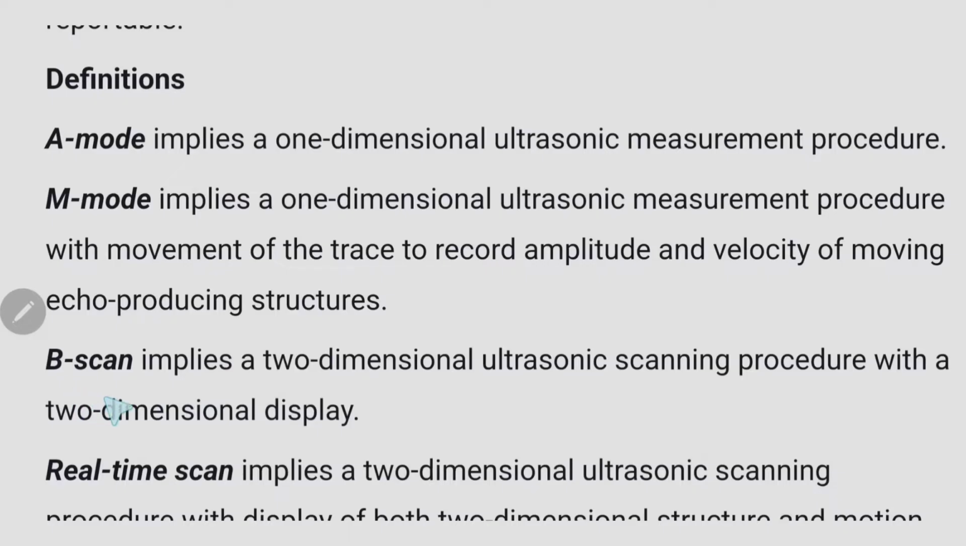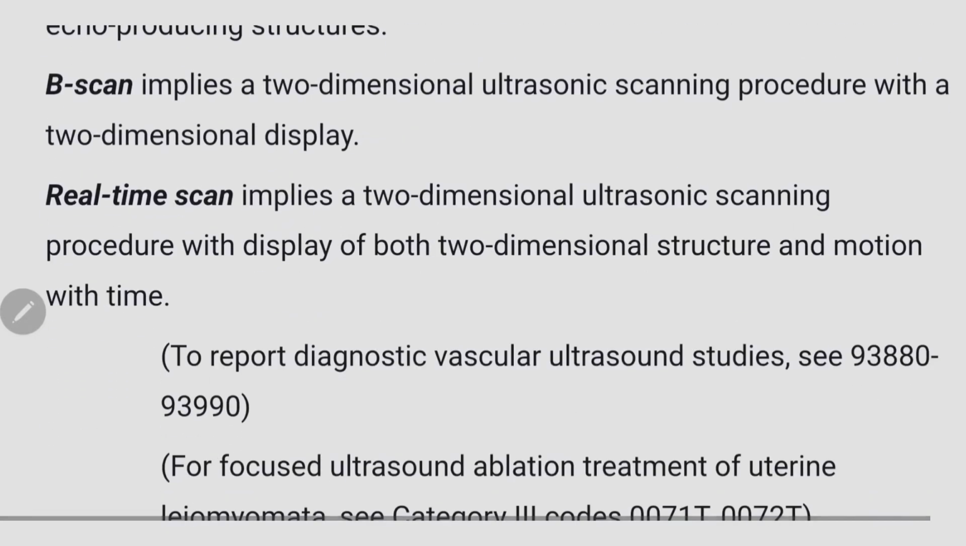And we have the definition for B scan, that is a two-dimensional ultrasound scanning procedure with a two-dimensional display. Then we have real-time scan, that implies a two-dimensional ultrasound scanning procedure with display of two-dimensional structure and motion with time. So these are the definitions.